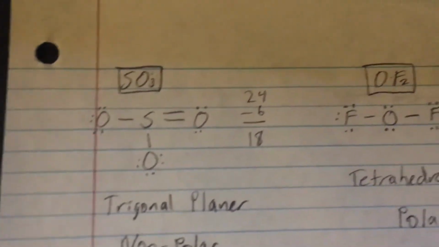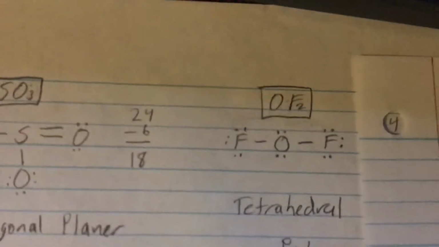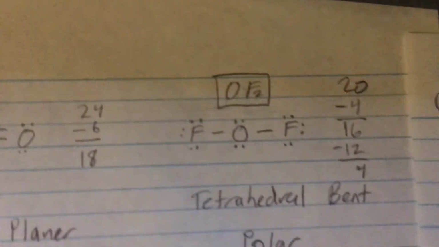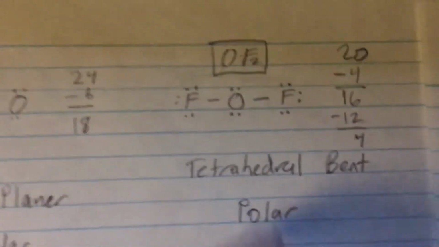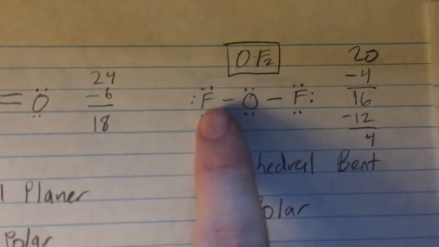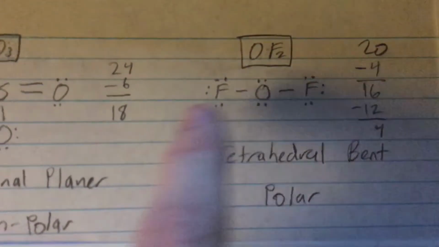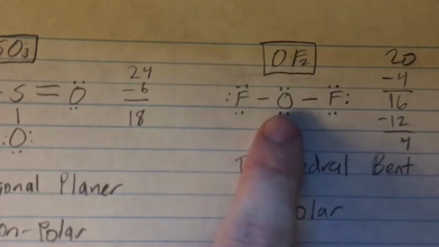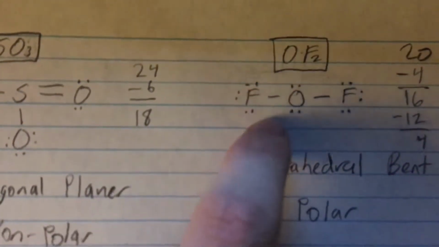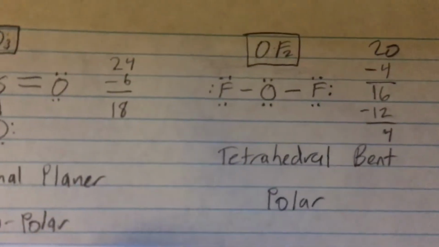For the next molecule, we have OF2, and this is the Lewis structure right here. It started out with 20 electrons and then took out 4 for the original bonds. With 16 left over, I took out 12 to put 6 on each fluorine, and then with the extra 4, you can throw them on that center O. And so all the octet stuff is fine.